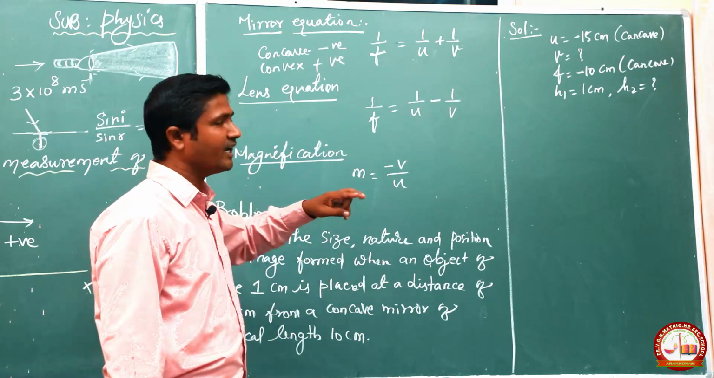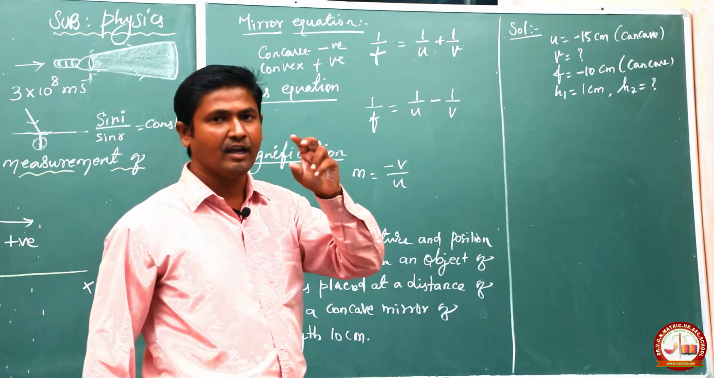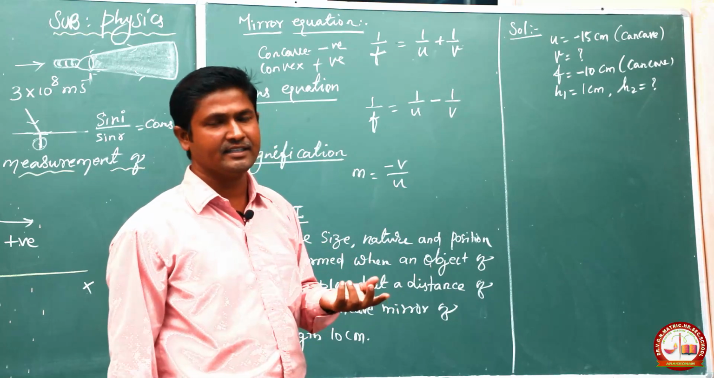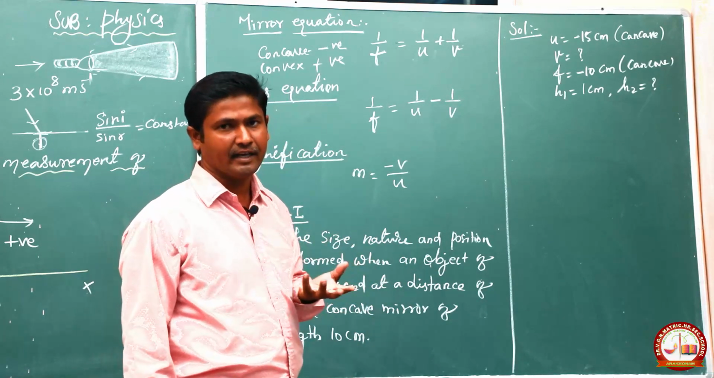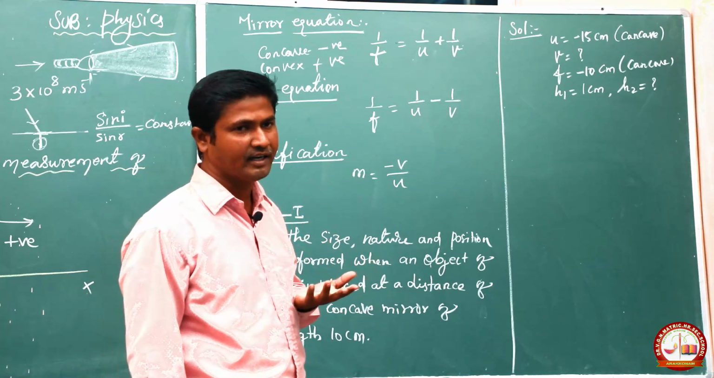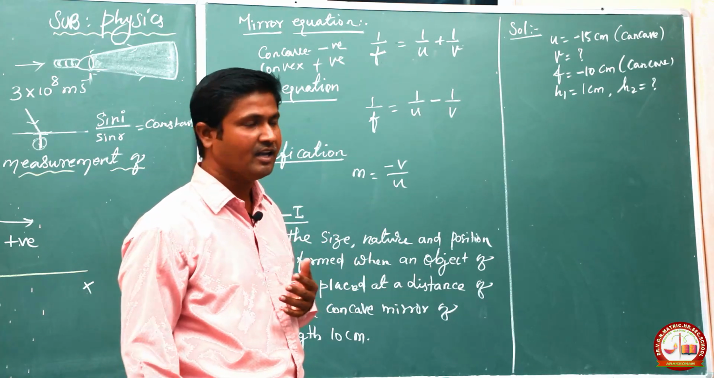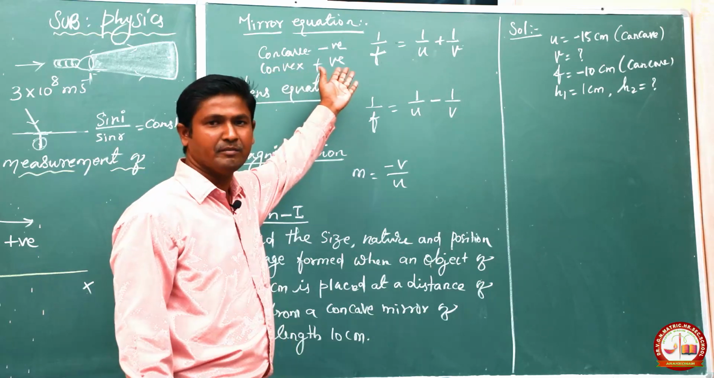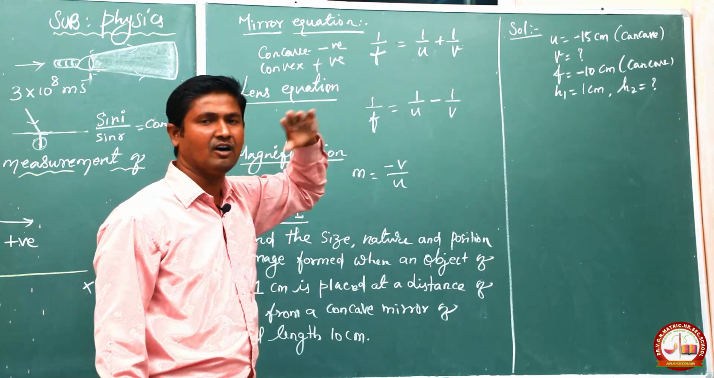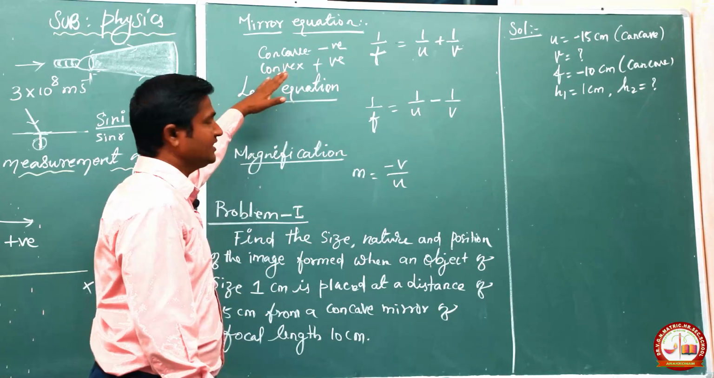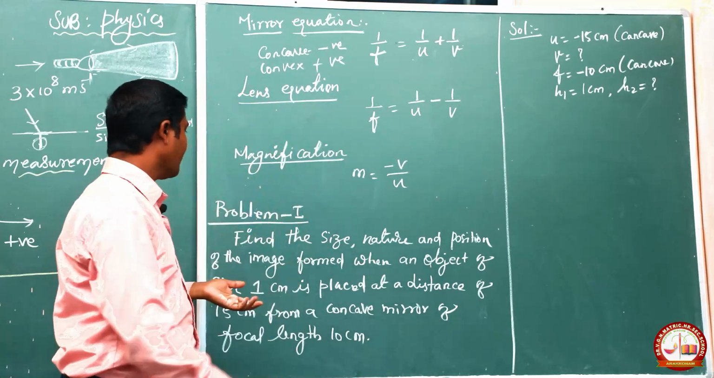Next, there are two types of lens. One is a concave lens, another is a convex lens. Similarly, there are two types of mirror. One is a concave mirror, another is a convex mirror. For a concave mirror, the sign is always negative, and for a convex mirror, the sign is always positive. So these are your rules. It is based on this problem.